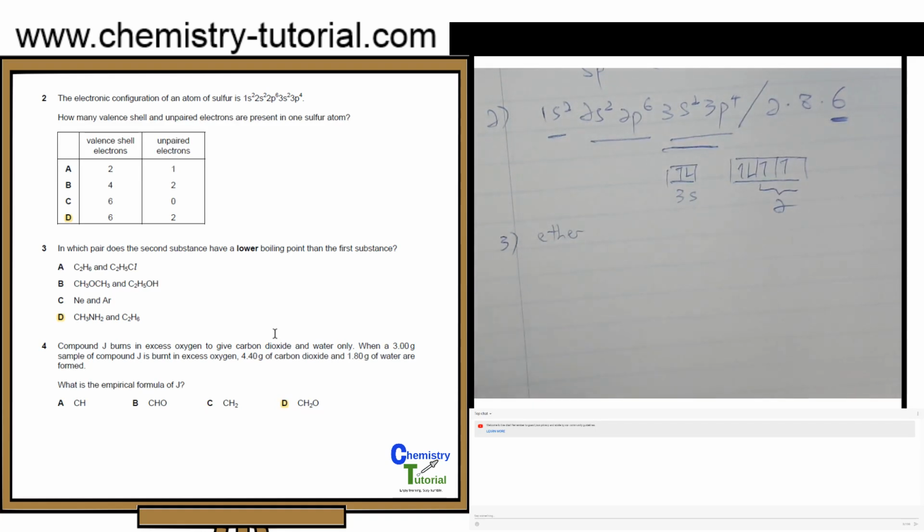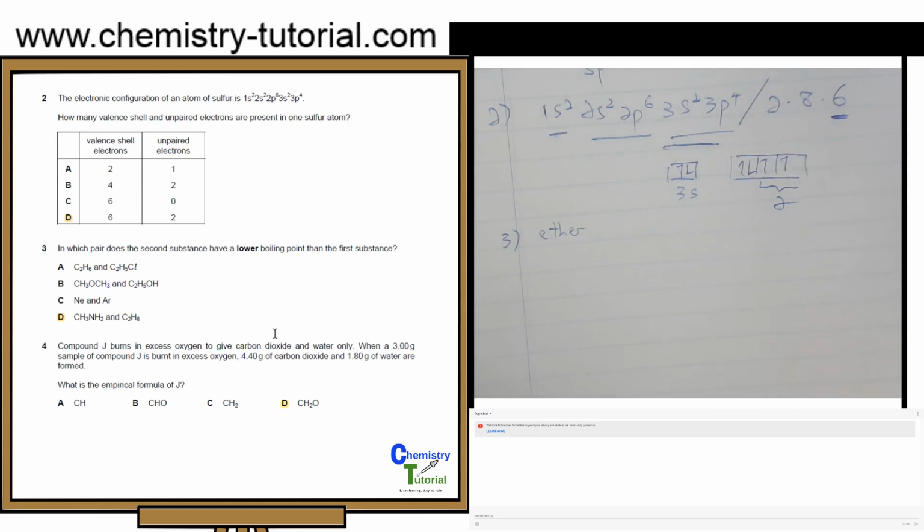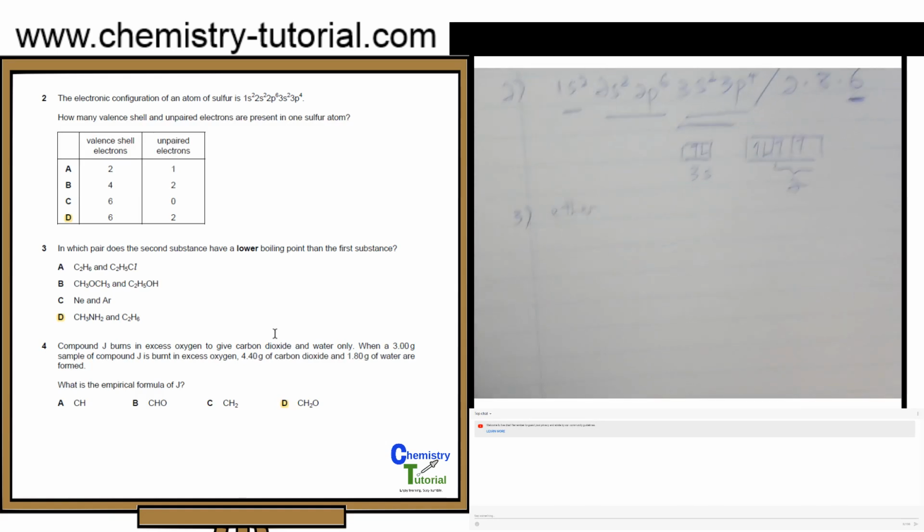For question 4, compound J burns in excess oxygen to give carbon dioxide and water only. When a 3-gram sample of compound J is burnt in excess oxygen, 4.4 grams of carbon dioxide and 1.80 grams of water are formed. What is the empirical formula of J? Now, we do not know whether this compound J possesses just carbon and hydrogen, or it possesses oxygen as well. So we are just going to leave it as it is.